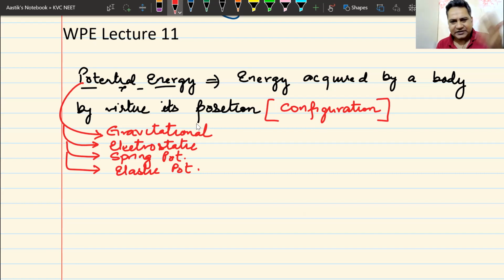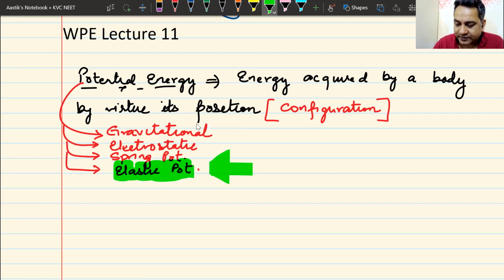I've just written that down separately because you might have heard this term elastic potential energy in your chapter on elasticity. I think the chapter has already been covered. So you must be aware of this term elastic potential energy, and that is why I wrote it separately. I could have written it with spring potential energy because they are same, coming because of the elastic nature of the spring. I think you would have read it as elastic potential energy, and that is why I have written it separately.